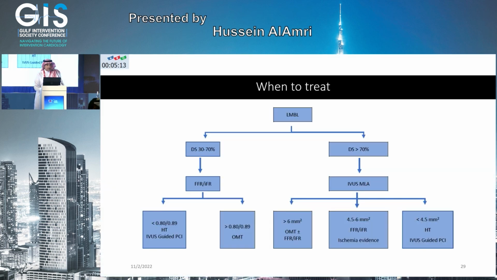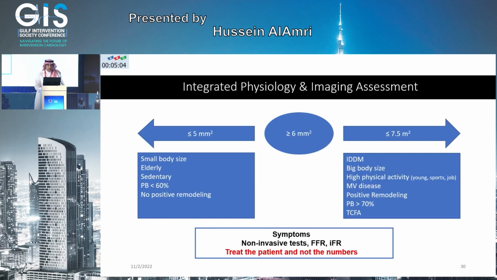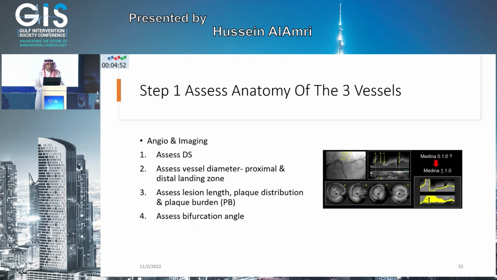What about left main bifurcation? When to treat is again the same. You decide whether to treat or not based on iFR, and you manage your PCI according to the IVUS measurements, and you optimize it also according to IVUS or OCT. Always remember that what's good for one patient is not good for the other.